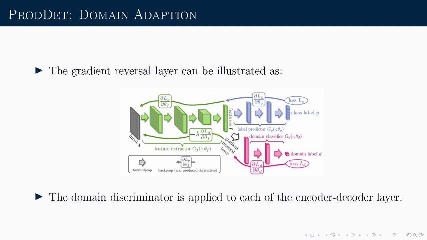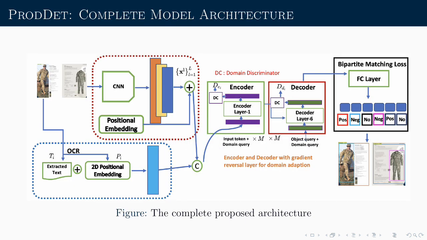And the domain discriminator is applied to each of the encoder-decoder layers. Here we describe the overall architecture for our model. For every image I, it goes to the CNN and gets its features, and it goes to the OCR as well to extract its text and 2D positional embedding. Now these two visual and textual features are concatenated and fed to the encoder and decoder layers.